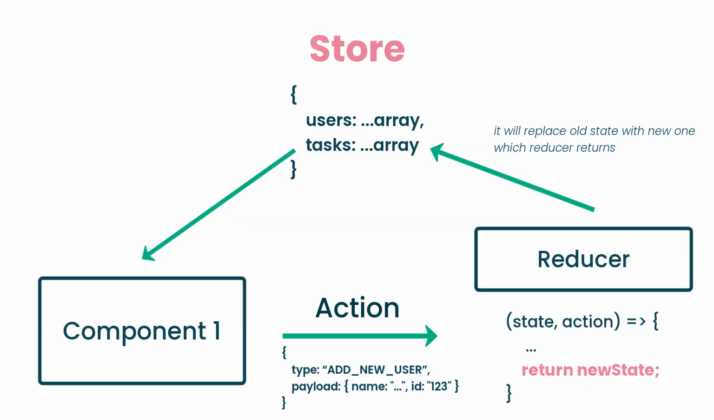So yeah, now our reducer gets this data, modifies and updates the store, and once our store has been modified, our components which subscribe to some certain slice of data will get the new state, and they will re-render if it's necessary, right?